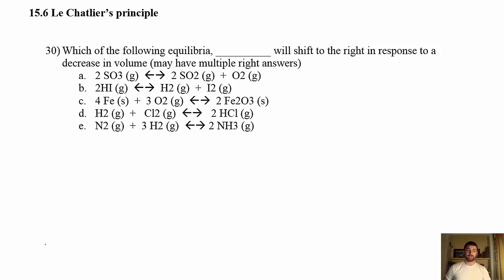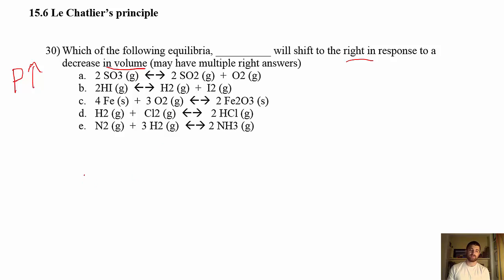Mr. Johnny here again, looking at 15.6, Le Chatelier's principle. All right, last topic of the chapter. So which of the following equilibrium will shift to the right in response to a decrease in volume? It may have multiple right answers. If we're decreasing the volume, what we're doing is we're increasing the pressure.